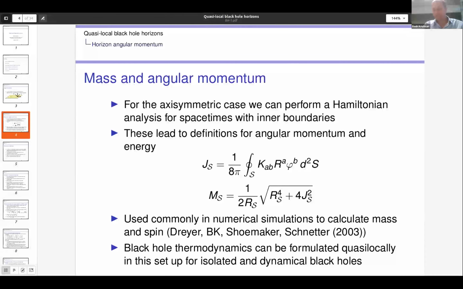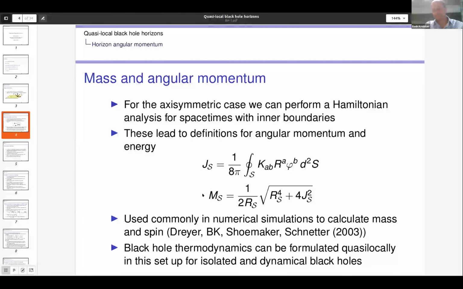And then to get the mass, again, following the same equations like we had before, first of all, you want to compute the area, and from that you compute the radius of the horizon. By radius here, we just mean the square root of area over 4 pi. And then you take that and you combine that with the angular momentum, and that gives you the mass. So this is then a very practical procedure to compute the mass and the spin for a black hole in numerical simulations, and it is used quite commonly.